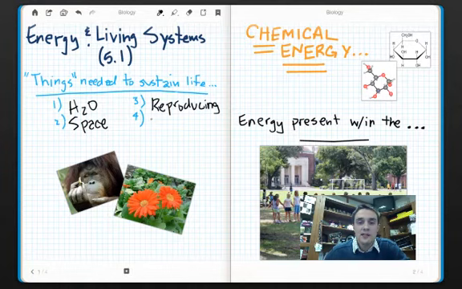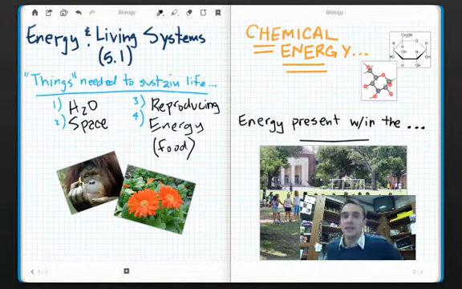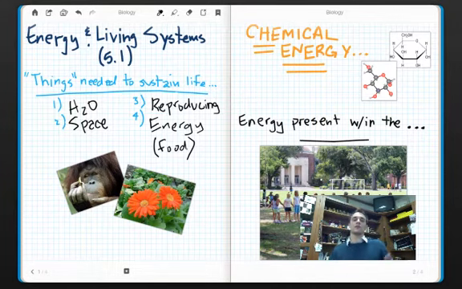And last but not least, the big one that we talked about, you need energy. Typically we get energy, or we refer to getting energy, in the form of food. You're constantly feeding yourselves, breakfast, lunch, and dinner. You need something for breakfast, something for lunch, something for dinner, something to sustain your body's activity.